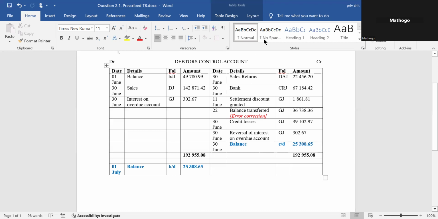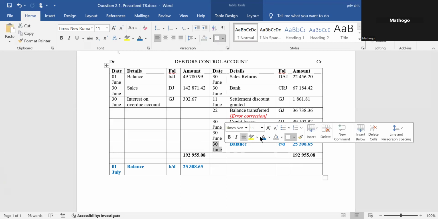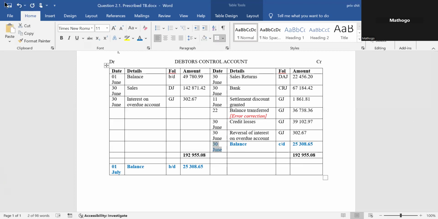So on the one side, it is the closing balance as at 30 June. Are we together? This thing is simple. If it's properly explained, it is. So that's all you needed to do for question one.